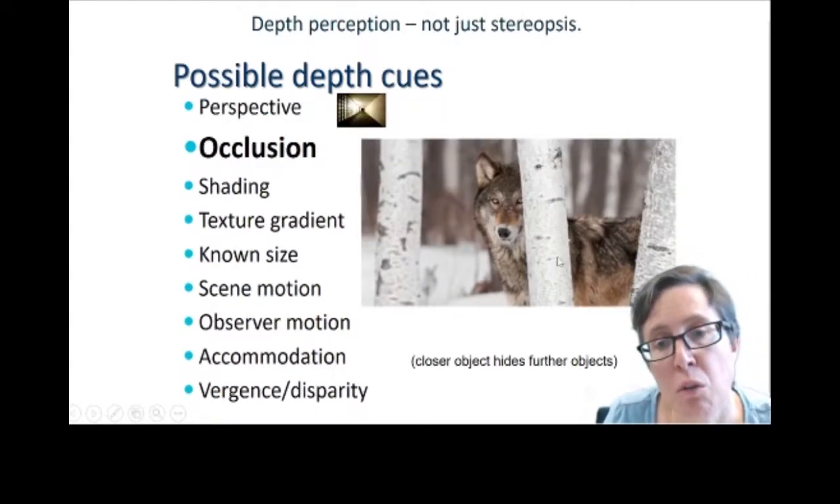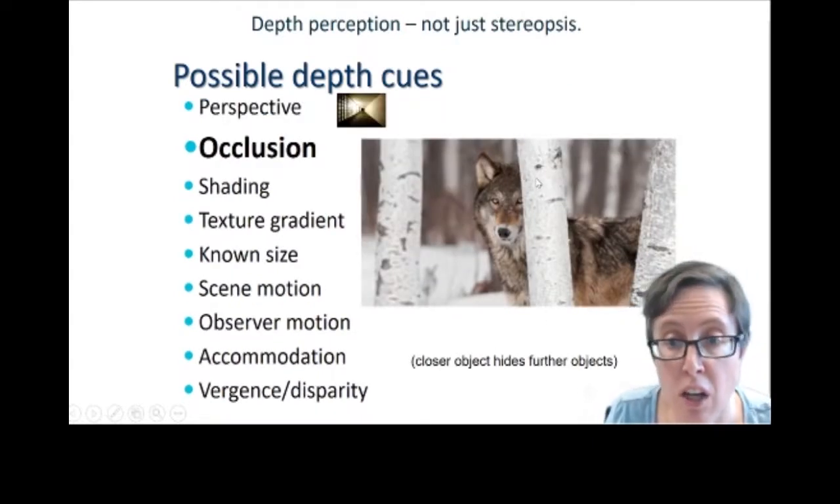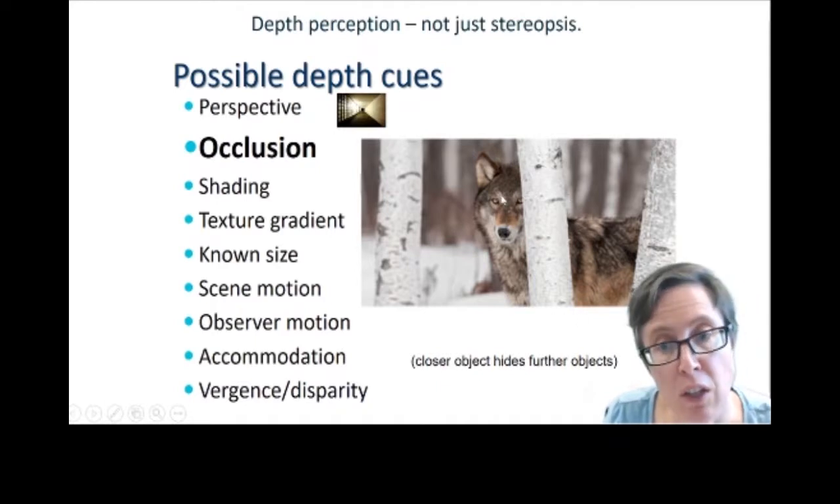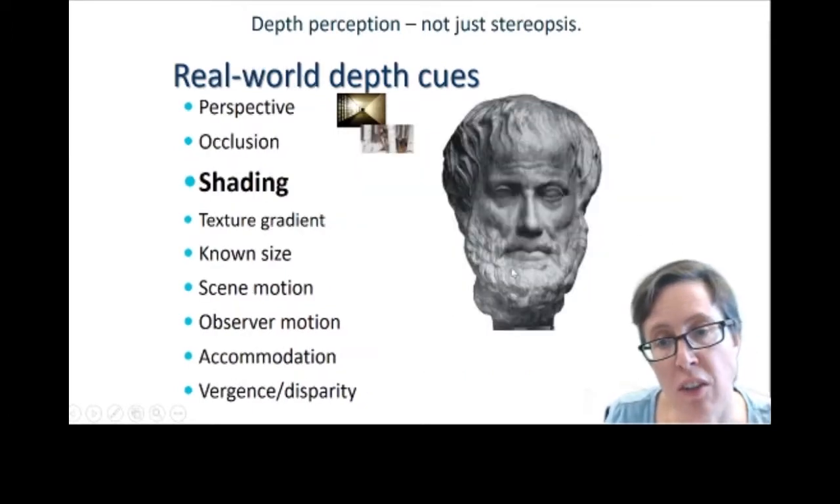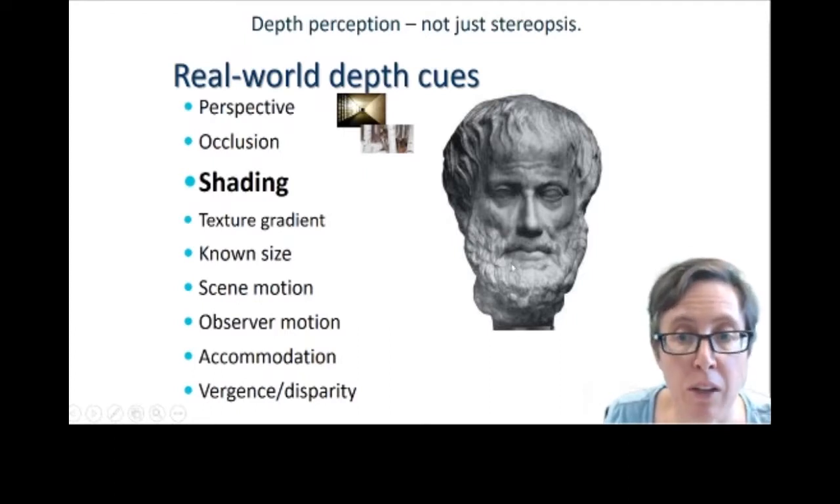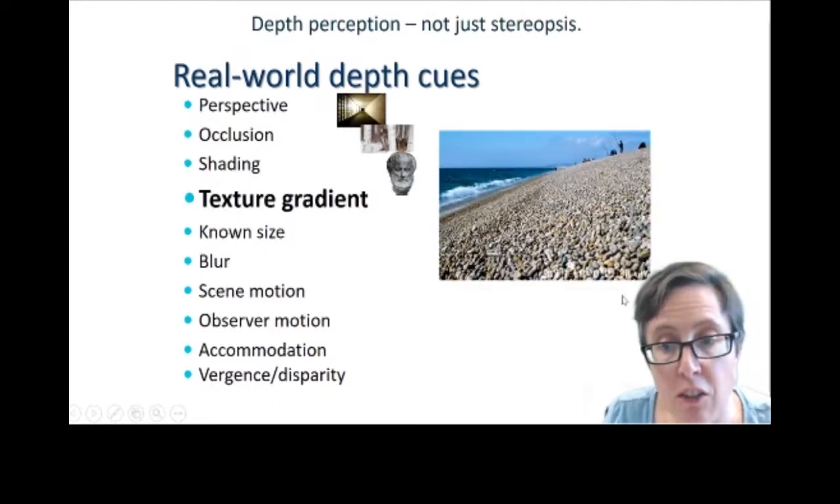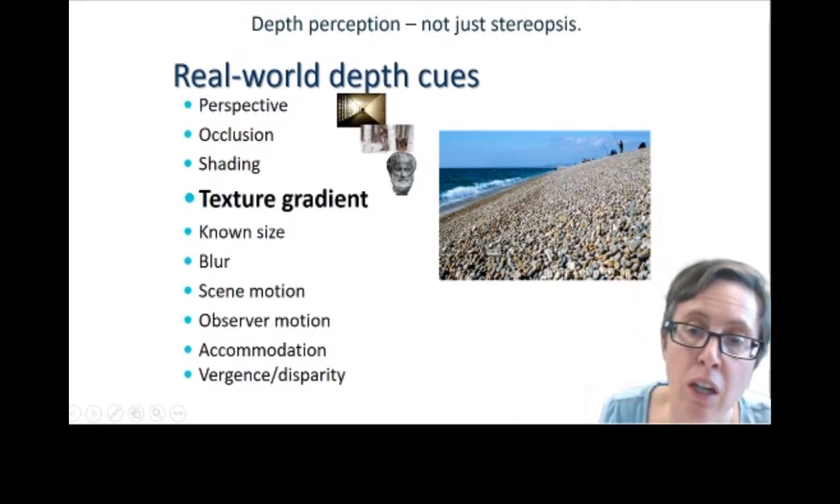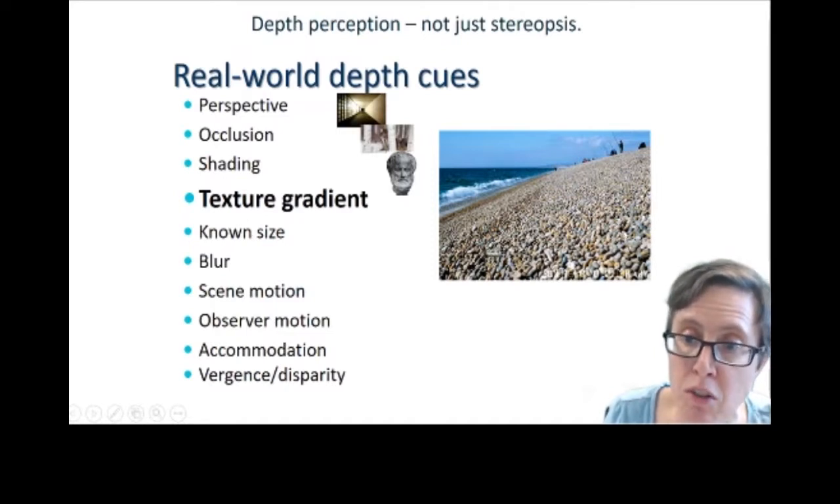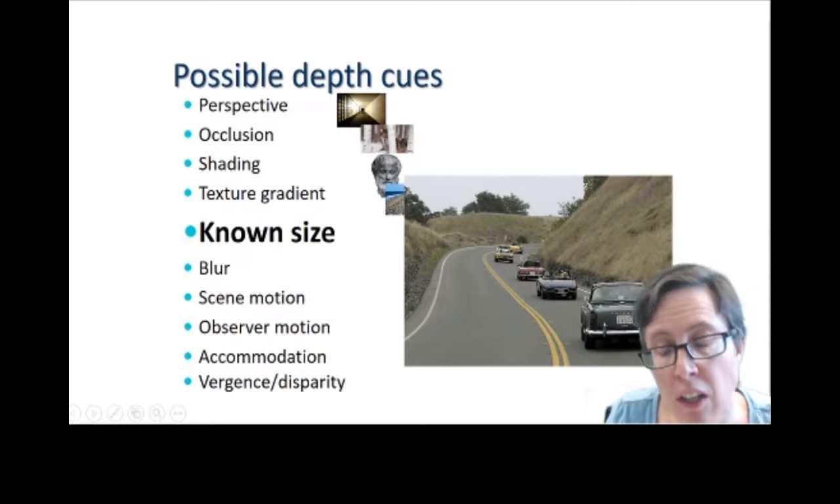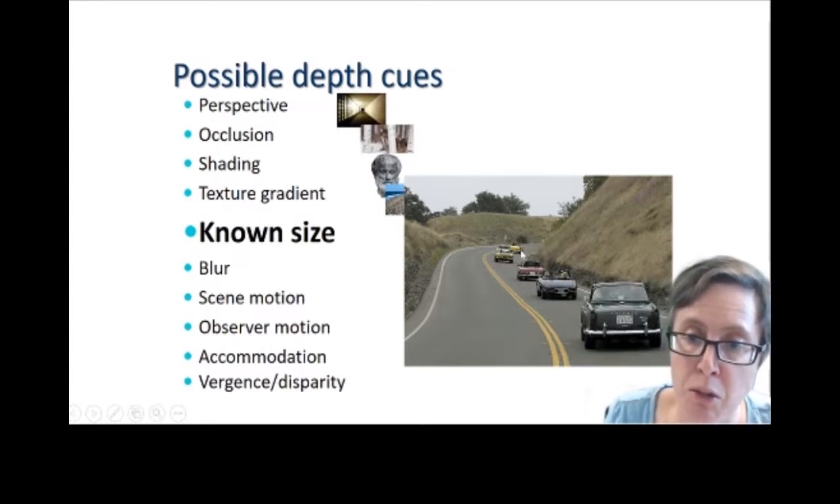There's occlusion, which refers to the way that a closer object covers up part of objects that are further away. So you can see that this wolf must be behind this tree. There's shading, so you get a sense of the shape of this statue by the pattern of light and dark across it. Texture gradient, so on this beach we deduce, or we believe, that the pebbles must in fact all be on average the same size across the beach. So the fact that the texture is fine here and coarse here suggests that this part of the image is nearer. There's known size, so we know roughly how big a car is, so when it appears smaller on our retina it must be further away.